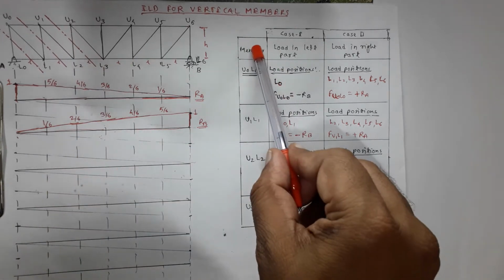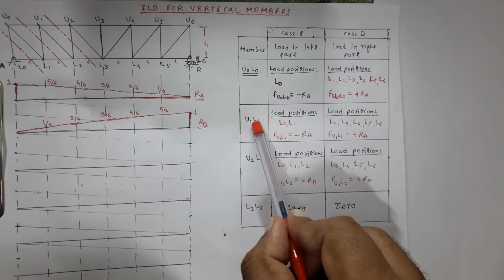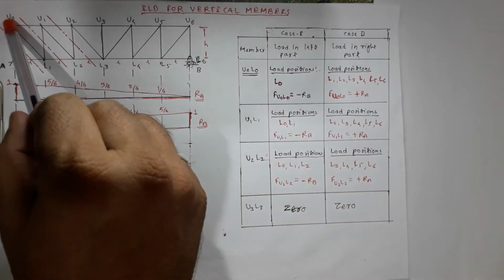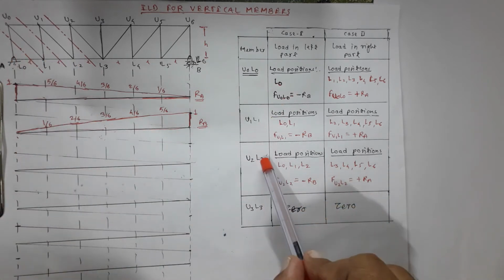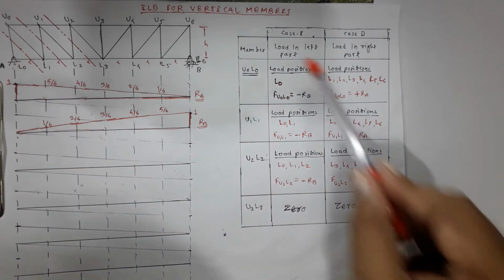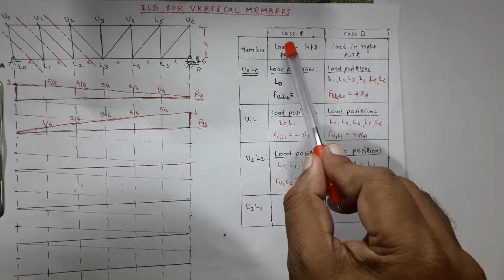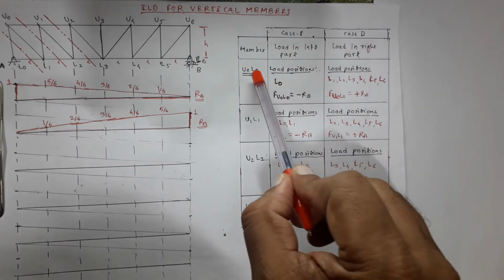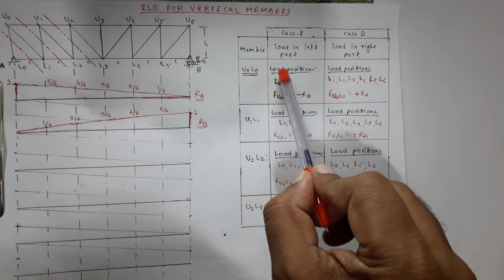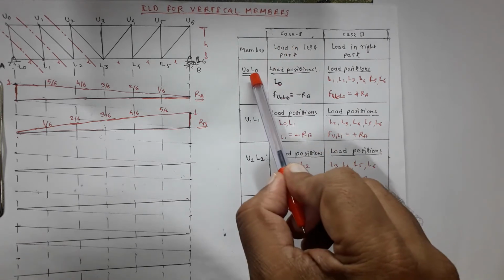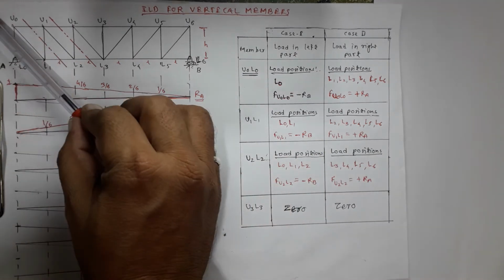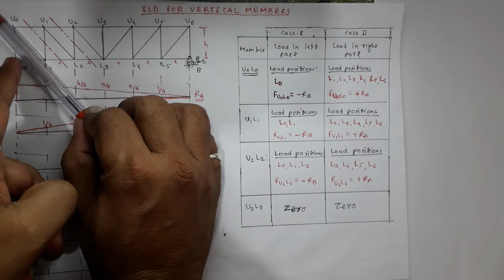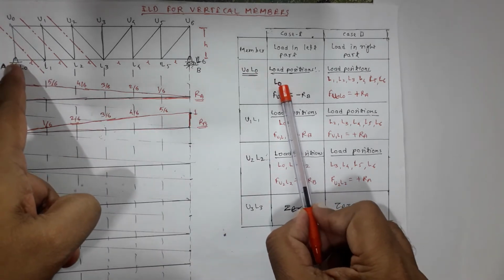So members, I have listed all these members in the first column. I want the force in U0 L0, that is this vertical member, then U1 L1, U2 L2, U3 L3. There are two cases. Case 1, load is in left part. Case 2, load is in right part. Now load in left part, when I am dealing with U0 L0, means this member or this section, left part is the only one load position is there, so I have written it L0.